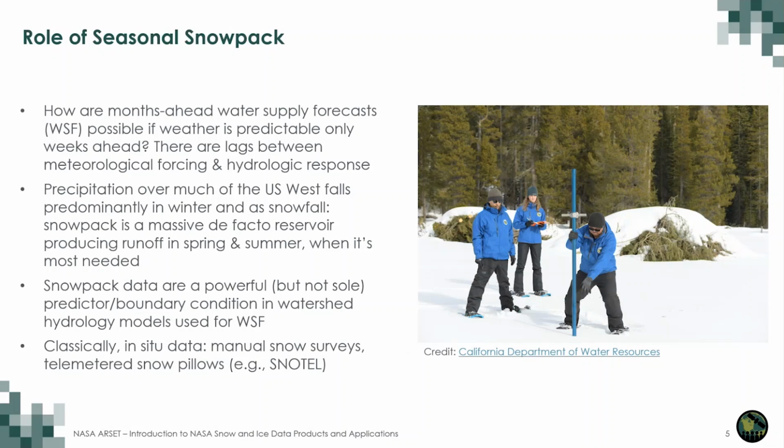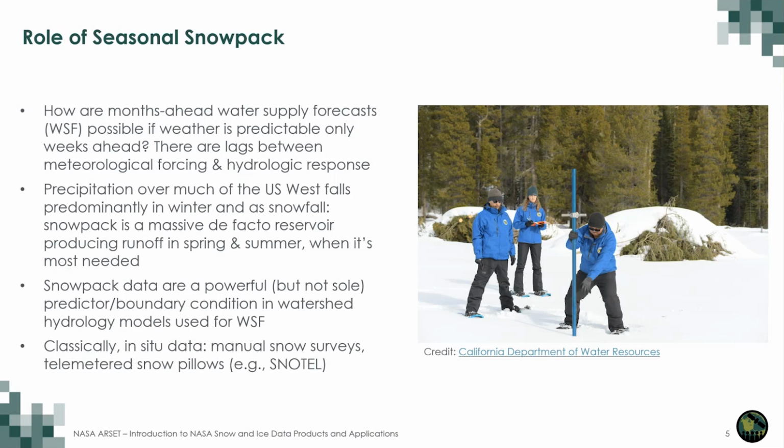So next question, especially if you're not familiar with WSFs, is how is this possible? Weather forecasts can only reliably look out a few days, a couple of weeks at most. There's progress in S2S forecasting, but we're still kind of limited on that. So how can you forecast river flow volumes looking at literally half a year? The reason is that there are lags between hydrometeorological forecasting and hydrologic response.